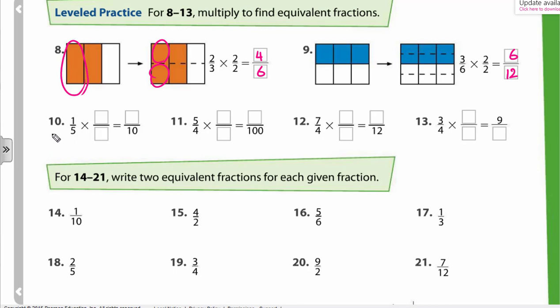Okay, so, what number to multiply 5 by to get 10? 5 times what number gets 10? So I should write here in this square 2. And now, what should I write in the square in the top here? No, you should write the same as the denominator, 2 also, because you should multiply by the same number. Okay, now multiply 1 by 2, it will be? 1 times 2 equals 2. Thank you, my hero.